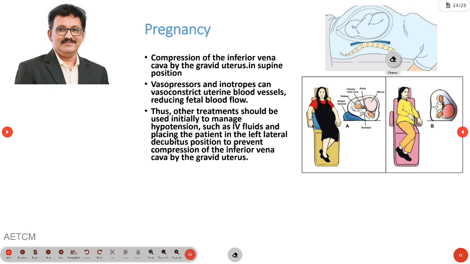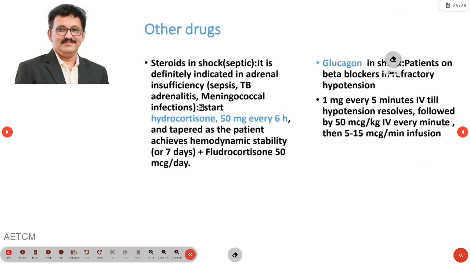Now, pregnancy with shock, the management is slightly different. You have to keep the patient slightly on left lateral position. You can see here the IVC is compressed by the uterus. If you turn to the left side, the IVC will escape from the compression. So, any pregnant patient coming to the emergency room with hypotension, always keep the patient in left lateral position so that the compression to the IVC will be spared. So, that is very important in pregnancy. You have to treat like that.